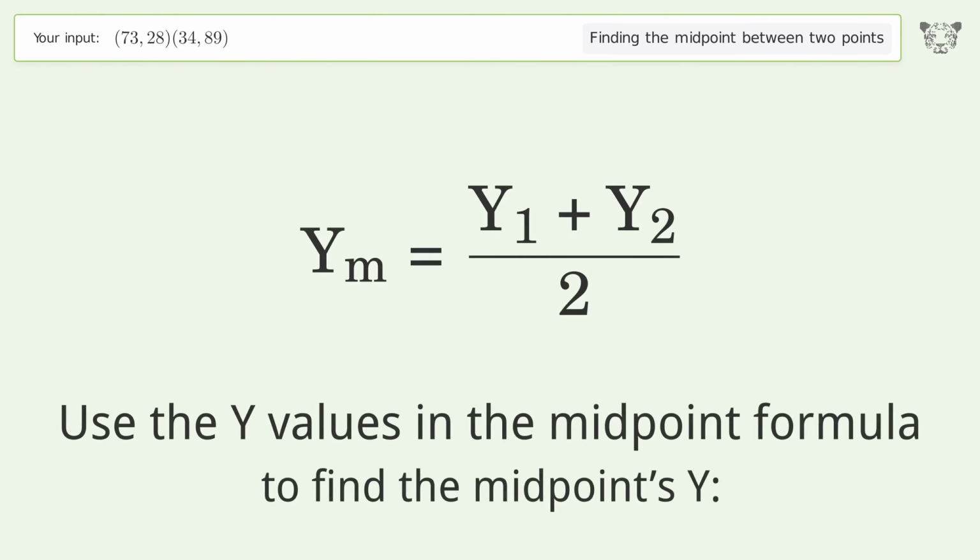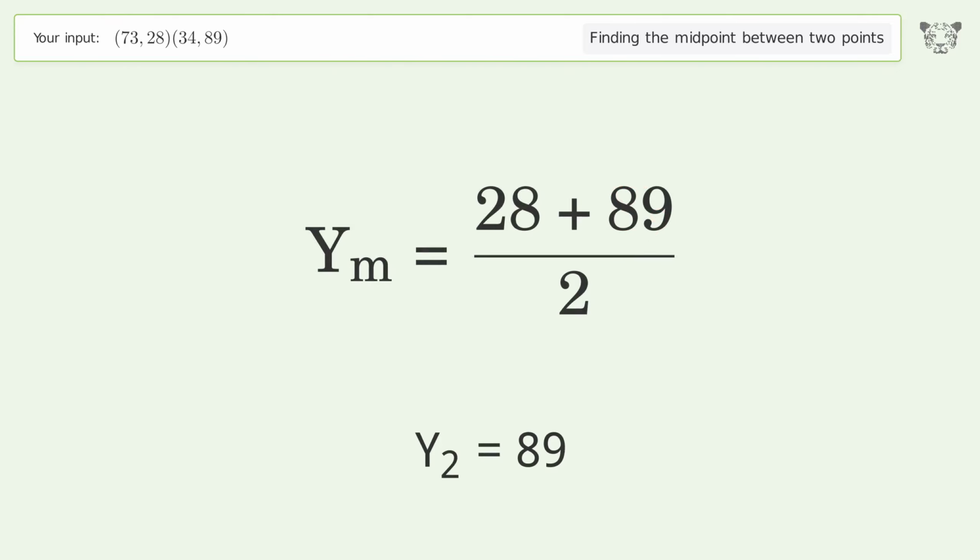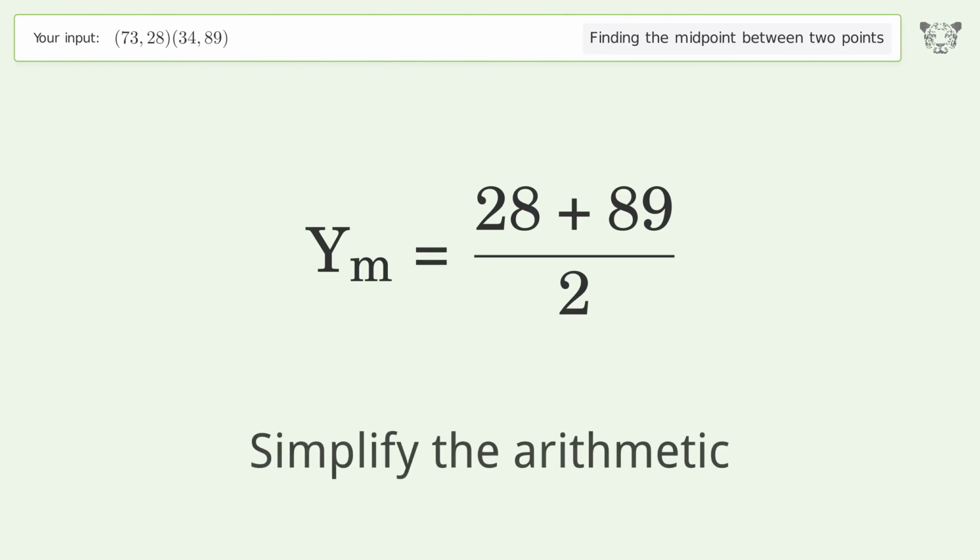Use the y values in the midpoint formula to find the midpoint's y. y1 equals 28. y2 equals 89. Simplify the arithmetic.